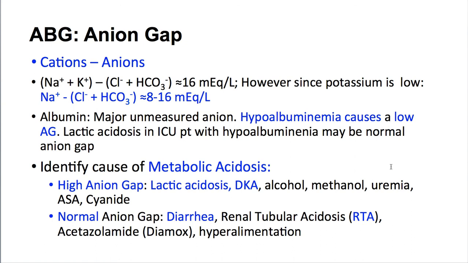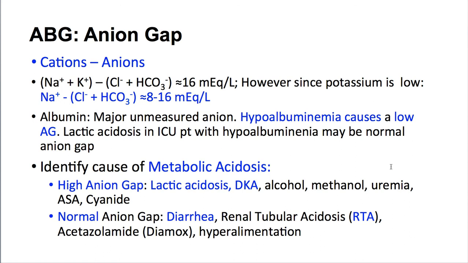Albumin is a major unmeasured anion, and if you have someone with severe hypoalbuminemia, it can mask an anion gap acidosis. For example, if you have a patient with lactic acidosis in the ICU, lactate should provide an anion gap, but if they had concomitant hypoalbuminemia, albumin of 2 for example, that can mask that acidosis as lactic acidosis is developing. So be aware of that. Compensate for hypoalbuminemia in your anion gap.